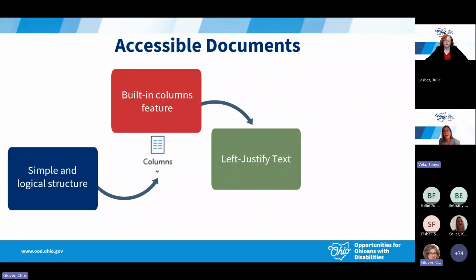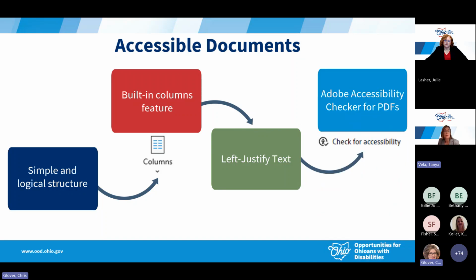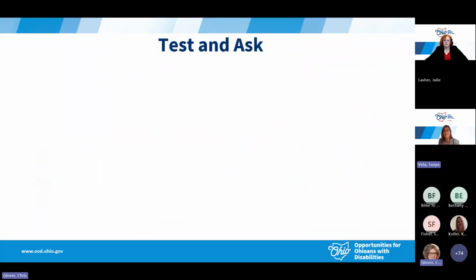You may find that you need to export a Word document to Adobe to create a PDF version of your document. Adobe also has an accessibility checker tool that can help flag common accessibility issues. So now, Julie, what are some final thoughts and ways to test and the importance of asking for feedback?